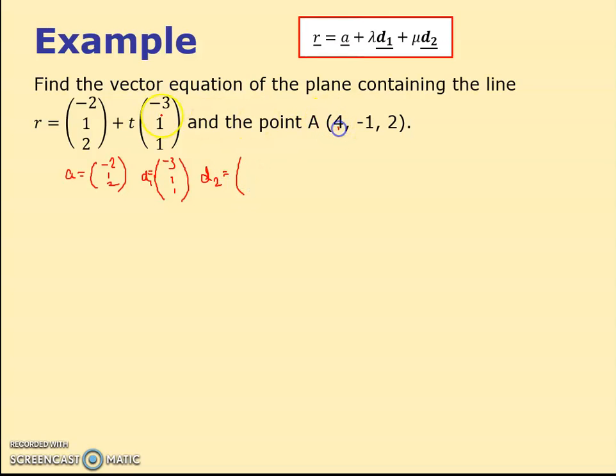So how about I just use this one? That's a point in the line, that's a point in the line. I don't know which one I've done actually. I could have ended up using either. But I'm going to say 4 minus that -2, which is 6. -1 minus that 1 is -2. And 2 minus the 2 is 0. So I think I can write this. And my big question is, which point did I use? It could be -2, 1, 2, plus lambda, -3, 1, 1, plus mu, 6, -2, 0.